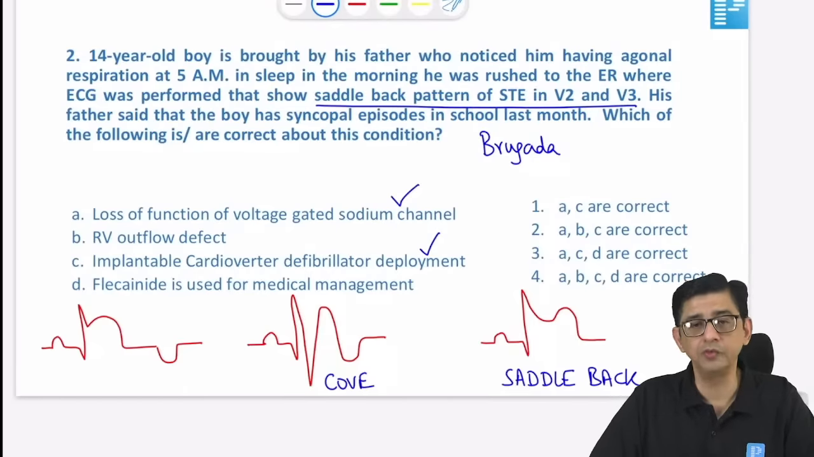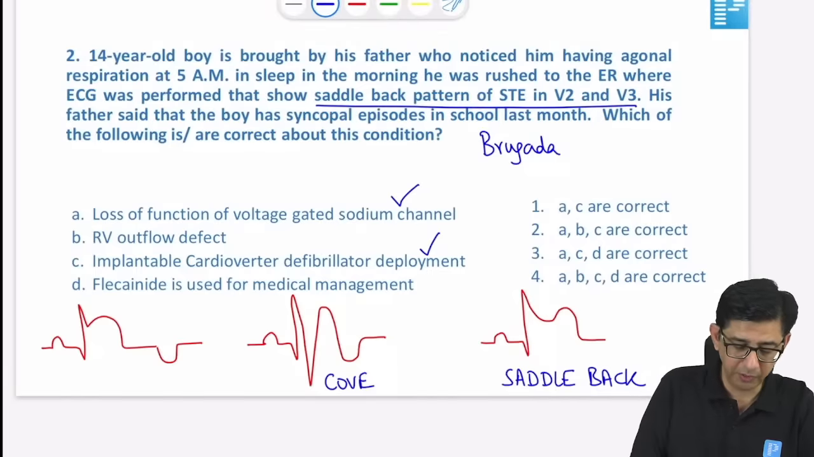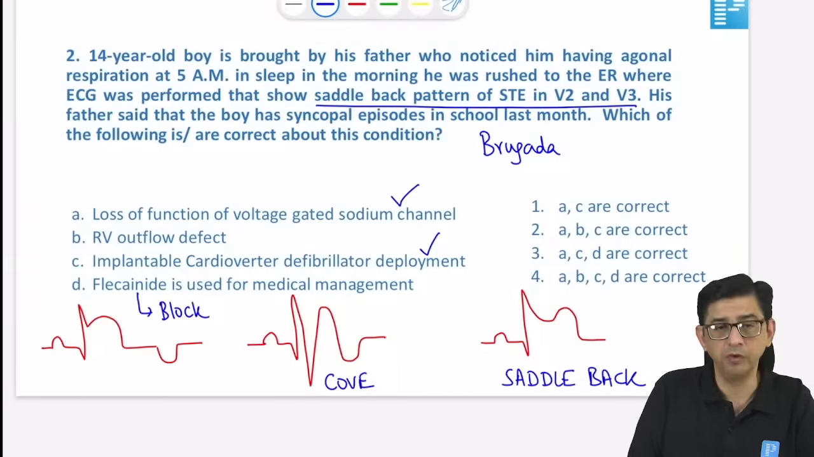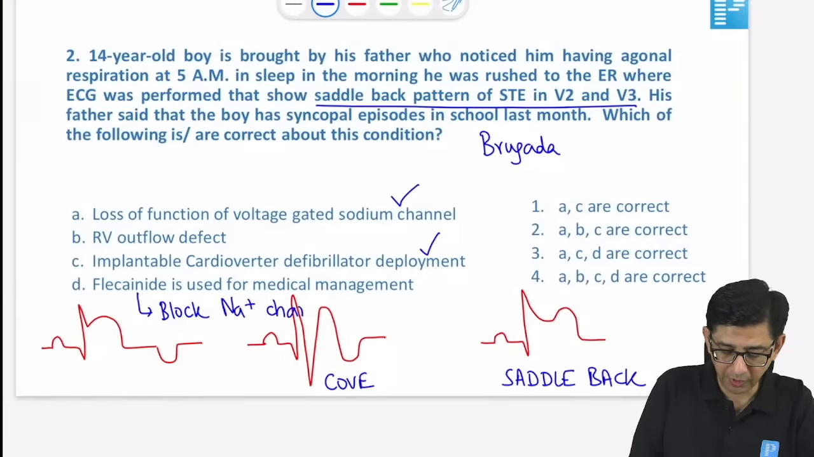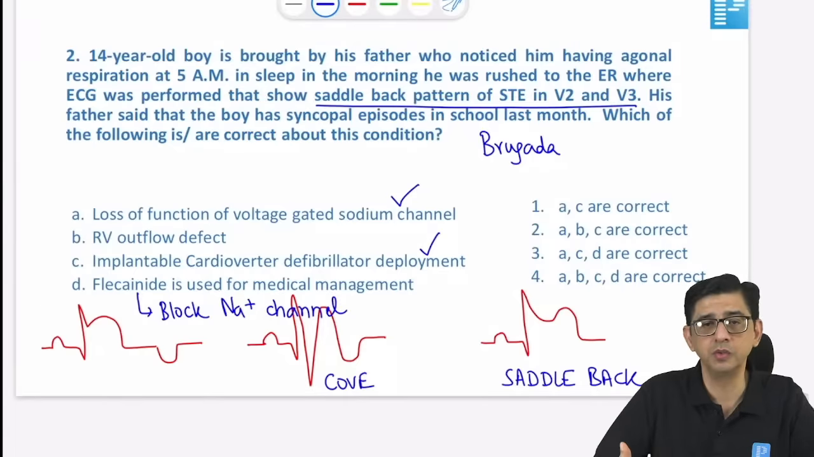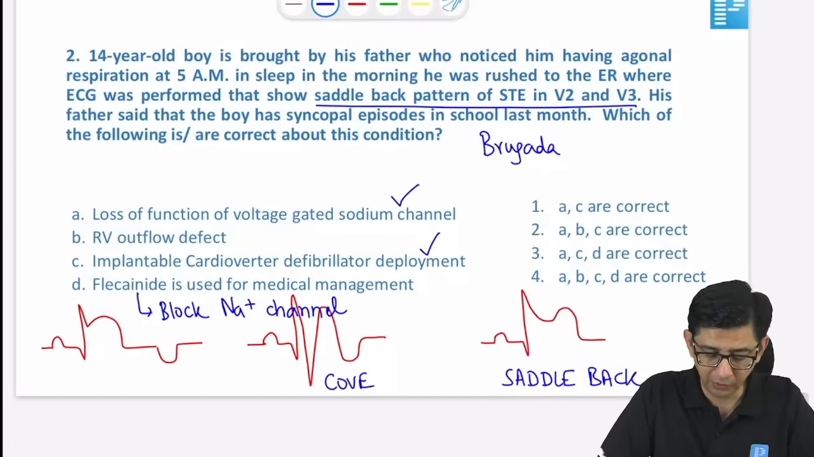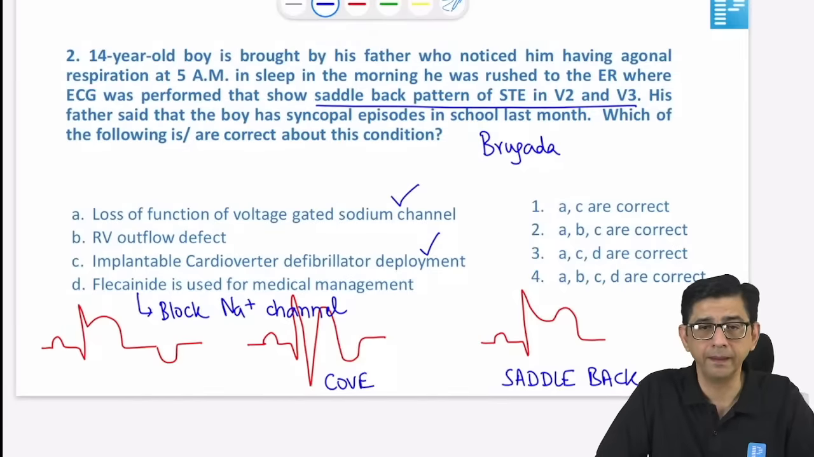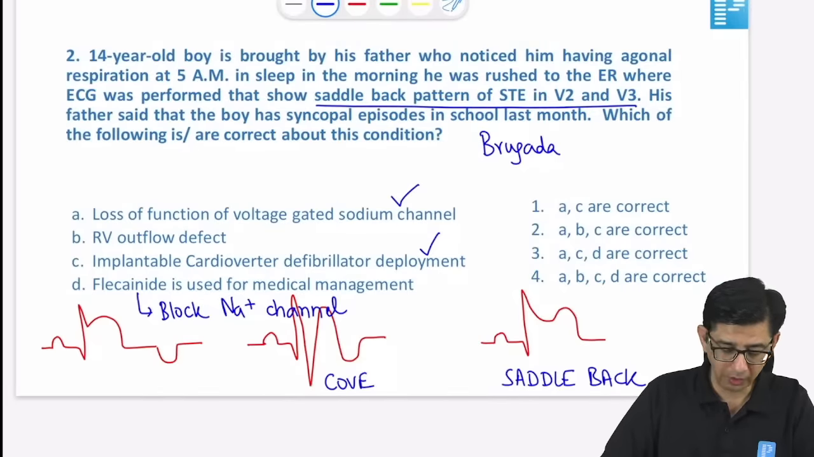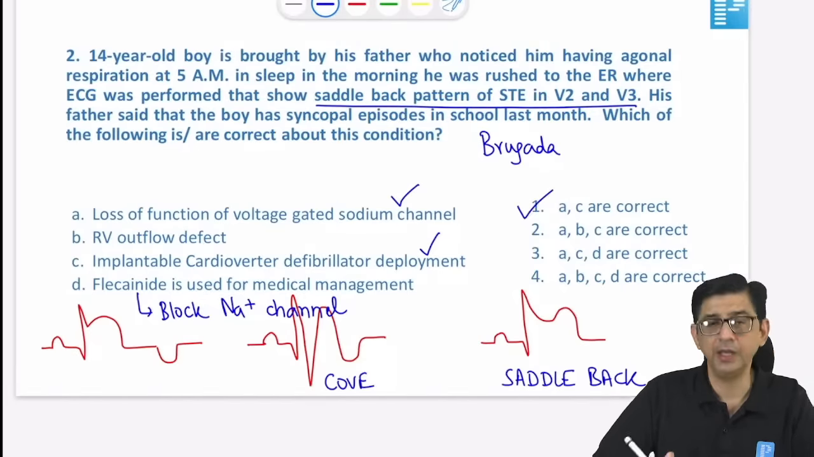And if I'm going to use flecainide for this condition, flecainide basically blocks sodium channels. If you block the sodium channel, when there is already a loss of function of the sodium channel, there would be worsening of the condition of this patient. That is why in these patients death can occur. So the correct answer for this one would be option A and C.